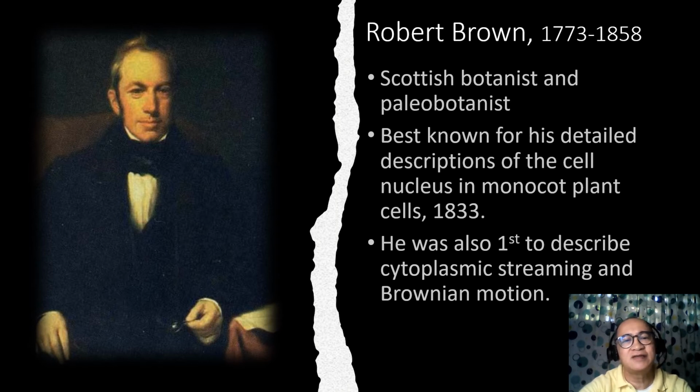In 1833, Robert Brown, a Scottish botanist and paleontologist who was then studying the leaves of orchids under a microscope, discovered the nucleus as a regular feature in plant cells. Brown published a detailed description of the cell nucleus and cytoplasmic streaming in 1833.